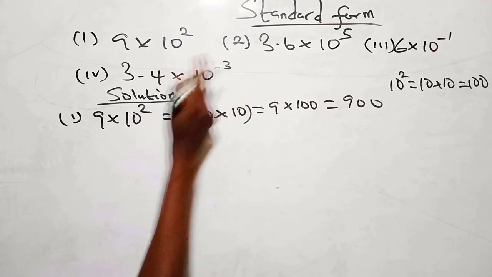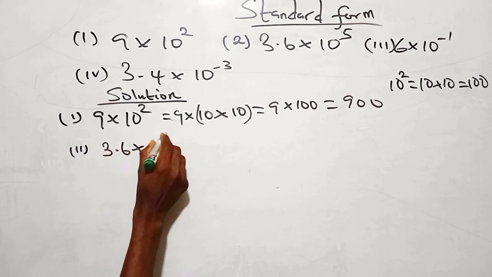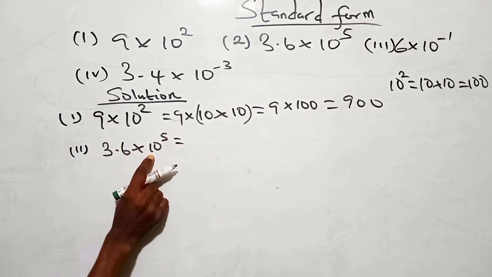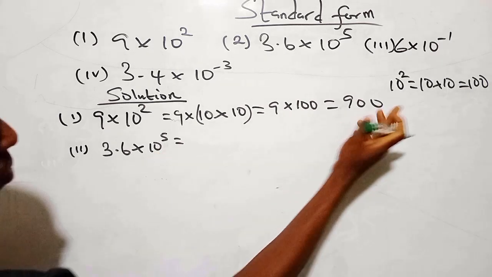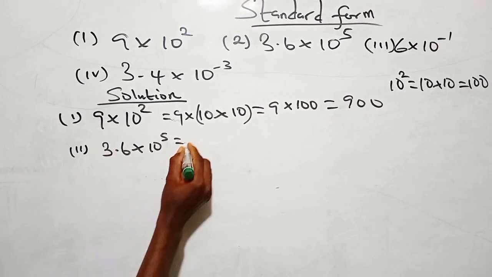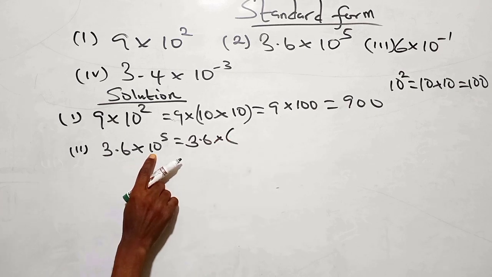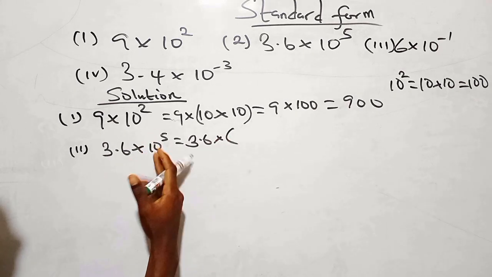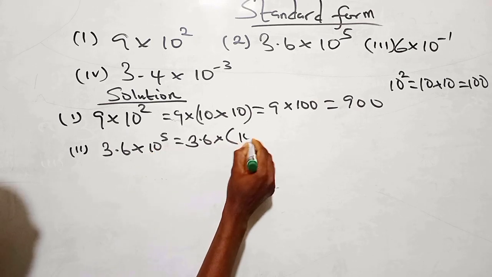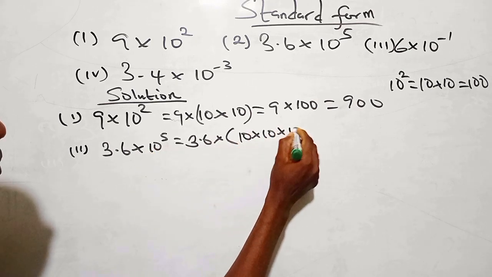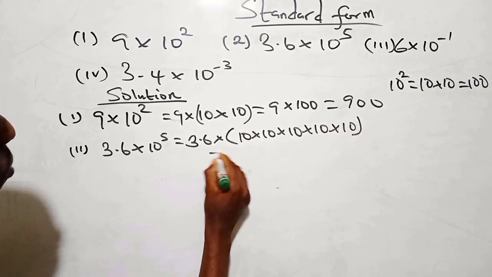So the second one is 3.6 times 10 to the power 5. For 10 to the power 5, you have it in index form. We can write it in product form like this. Here we have 3.6 times, for 10 to the power 5, it means we should repeat our 10 five times and multiply it with one another. We have 10 times 10 times 10. This is the fourth one, this is the fifth one.